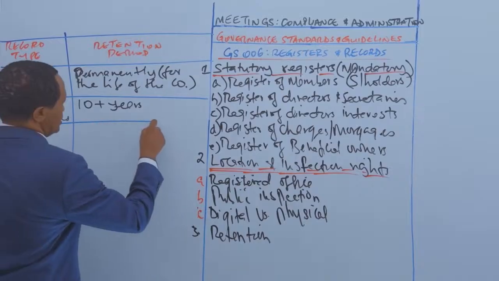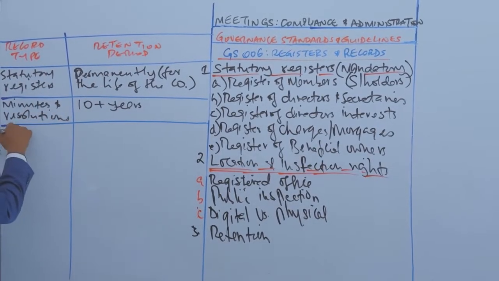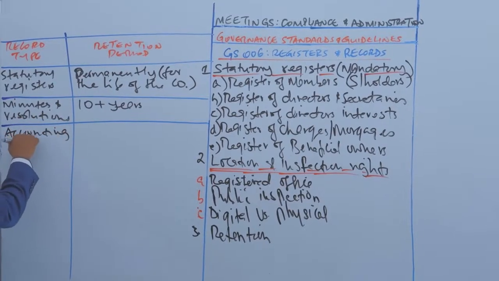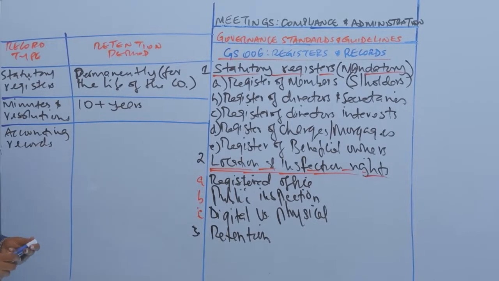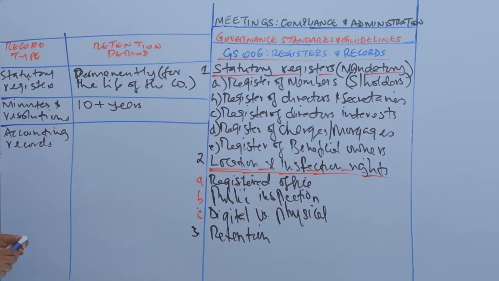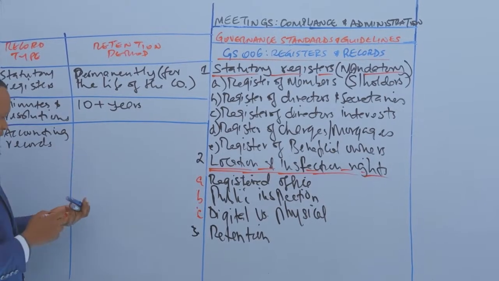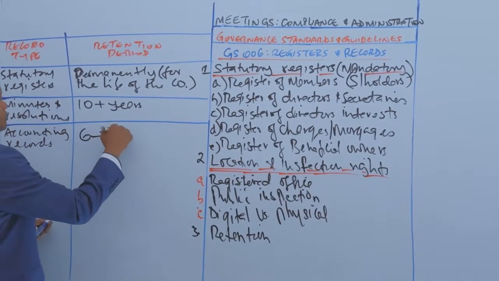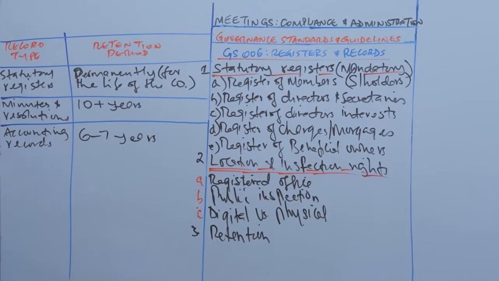Then number 3, we can have accounting records. This could be the income statements, the financial statements. Accounting records are required to be kept. The standard recommends 6 to 7 years. They have to be kept for a period of at least 6 to 7 years.